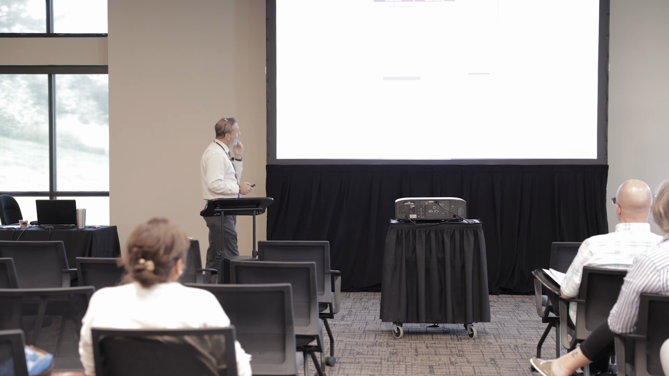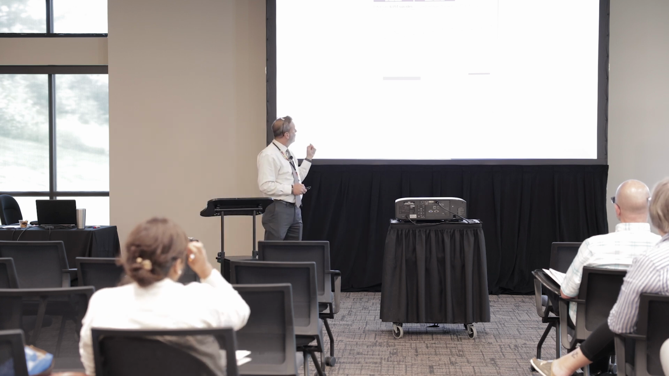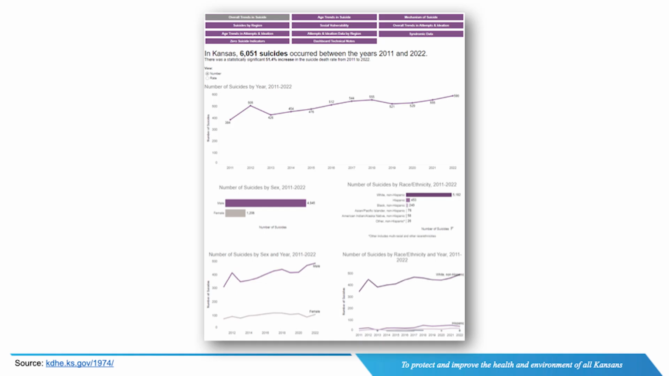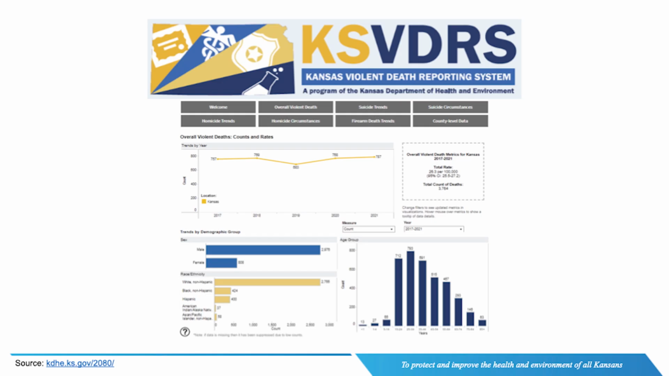This is the suicide data dashboard. Again, we have county level data where it's available if the numbers are high enough. Usually we try to have numbers that are over about 6. Okay. Violent death reporting system.